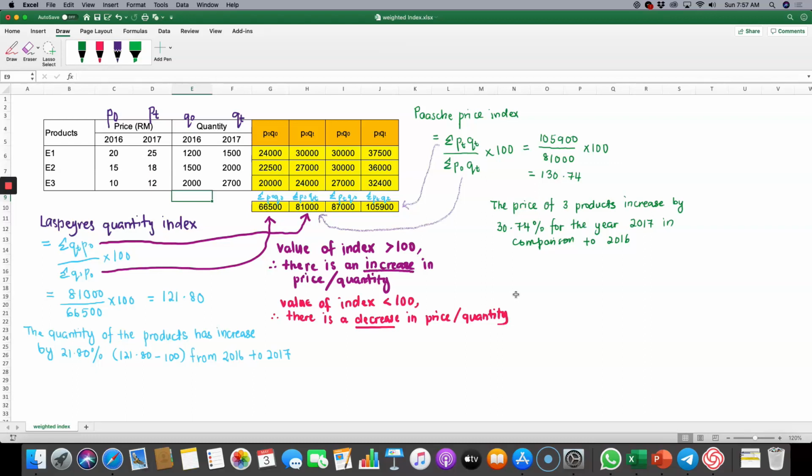Now let us recall what you need to do when you calculate the Laspeyres or Paasche price or quantity index. Create 4 columns for P now times Q now, P now times QT, PT times Q now, and PT times QT. This information helps you clear up what you need to find for this index.